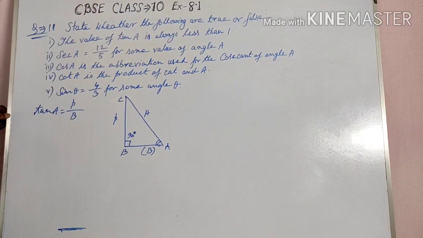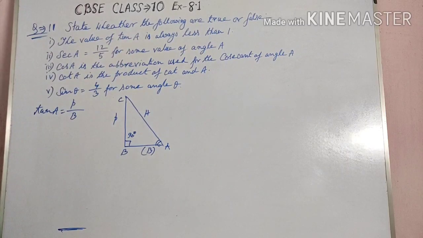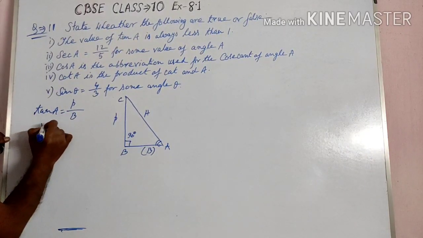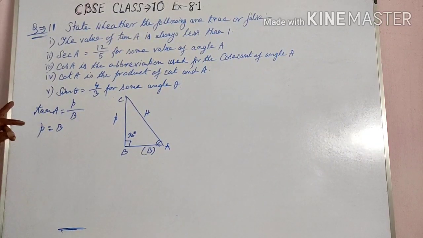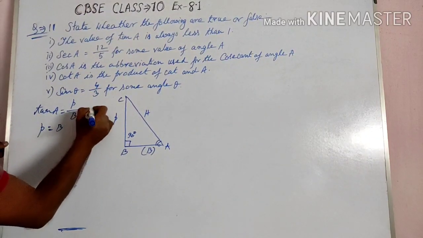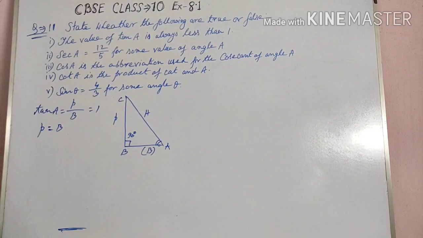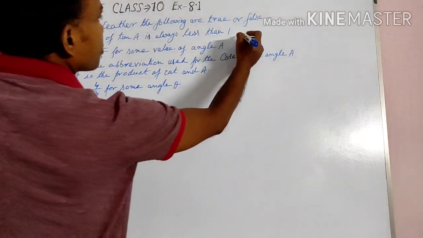Okay. So perpendicular by base is not always 1, because only if perpendicular is equal to base, in that case tan A is equal to 1. In all other cases tan A is not equal to 1. So this is false.